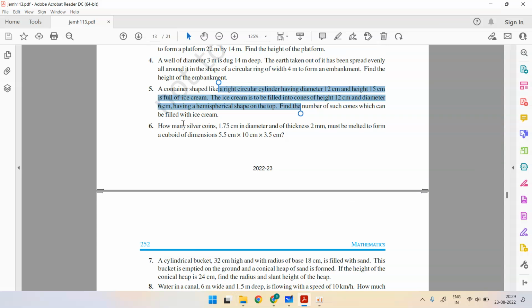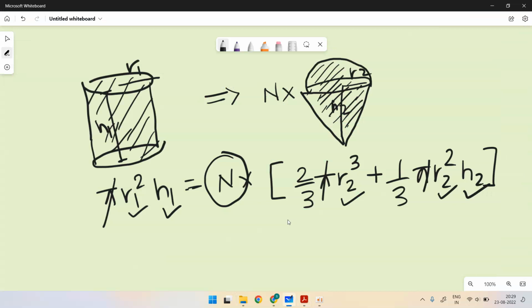Next, how many silver coins 1.76 centimeter in diameter? Diameter is given, this simply means that radius will be diameter by 2, that is 0.825 centimeter, and thickness given, must be melted to form a cuboid of this dimension. Same thing as before, in a different way.